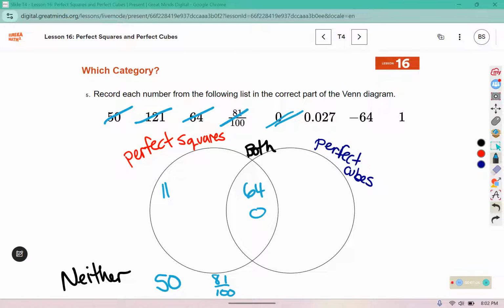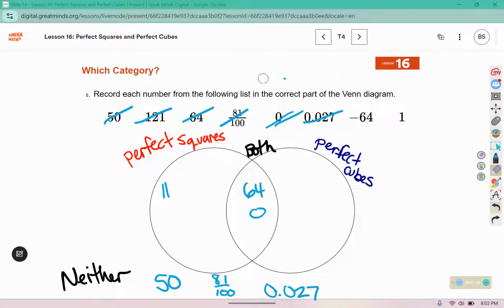0.027. Well, I know 3 times 3 times 3 is 27, but because it's a decimal, we're not going to be able to use whole numbers to get a perfect square or a perfect cube. -64. Well, -8 times -8 would be +64, not -64. So it's not a perfect square.